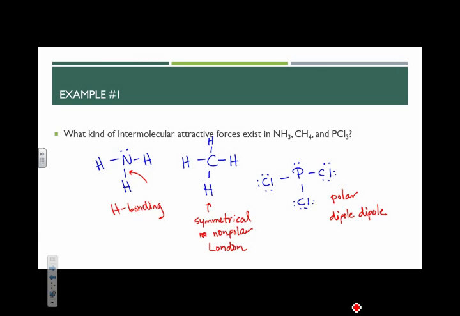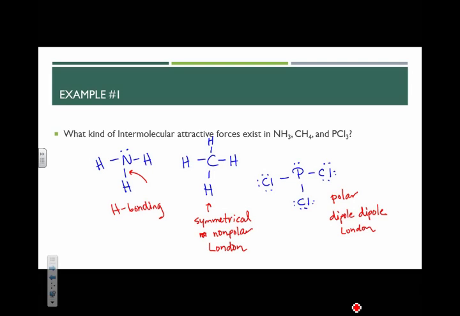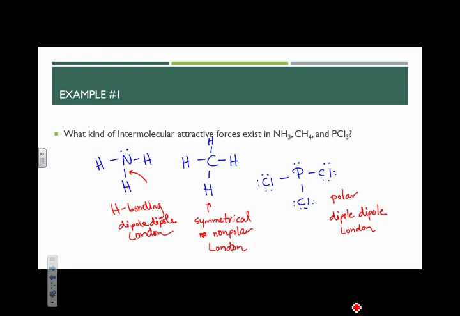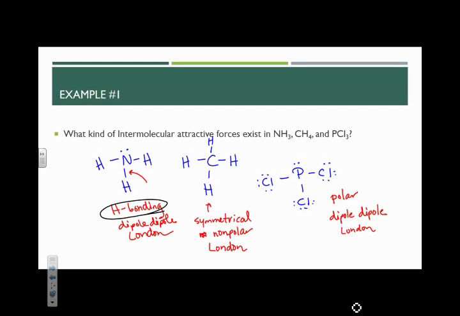Now, remember I said everybody has London forces. So CH4 had only London forces. PCl3 has those dipole-dipole forces and it has London forces. NH3 has hydrogen bonding and dipole-dipole and London. It has all three of them because it's a polar molecule and it has the ability to have London forces as well because it has polarizability. So this exercise is just getting you to be aware that, while I'm generally going to label these only according to the strongest force they have, which would be hydrogen bonding, London, and dipole-dipole, they actually do have some other forces occurring at the same time.